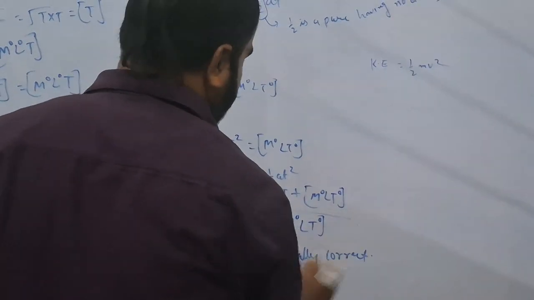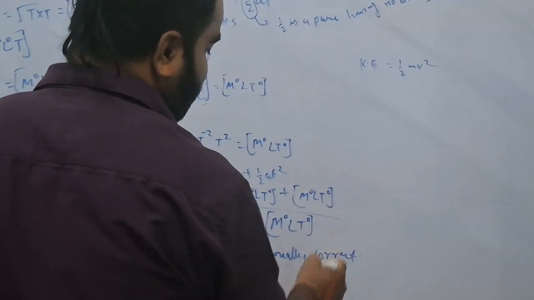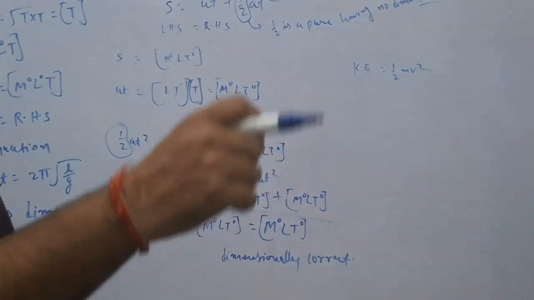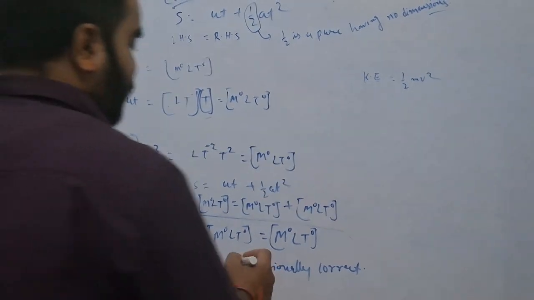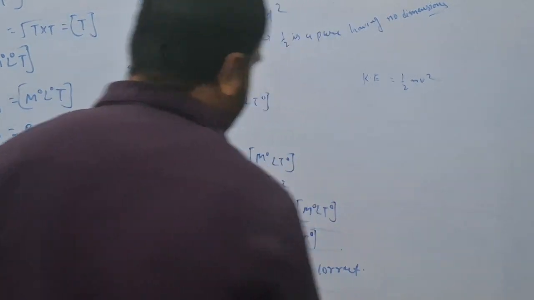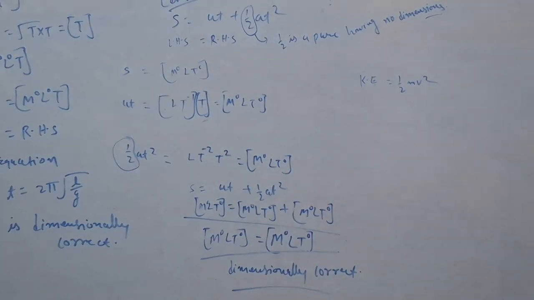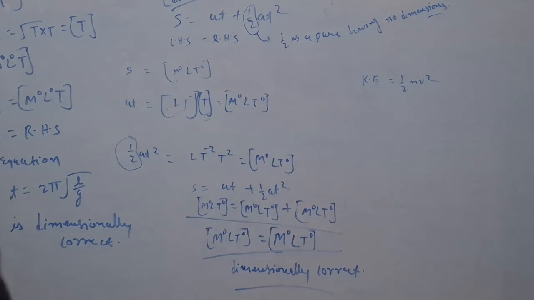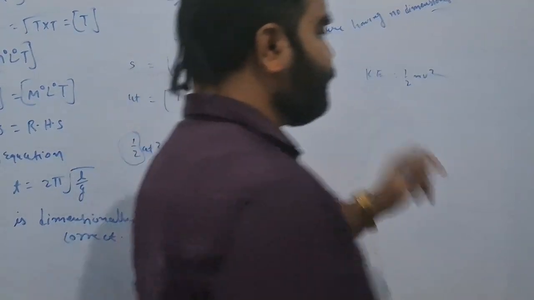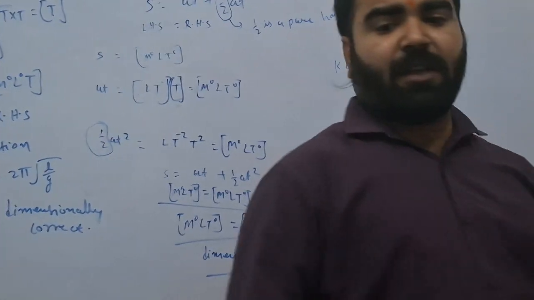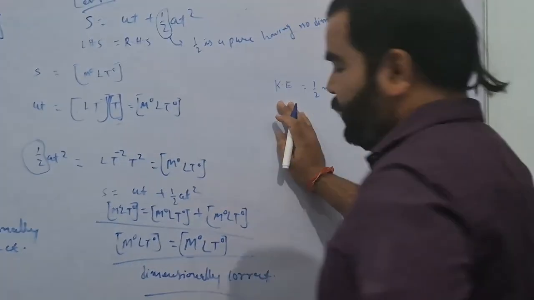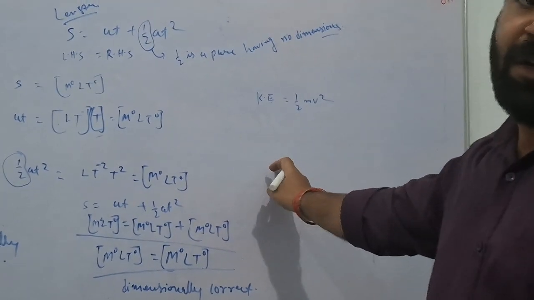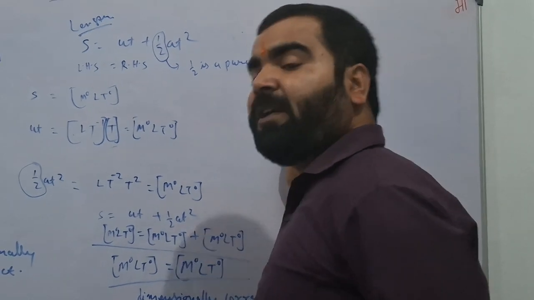After having this value, you will write twice of this, and I told you any pure number will be dimensionless. So ultimately, this equation is dimensionally correct because LHS is equal to RHS. Understood? Now, what would be the dimension of work? If I have to find kinetic energy, energy means work done. So what would be the dimension of work done?